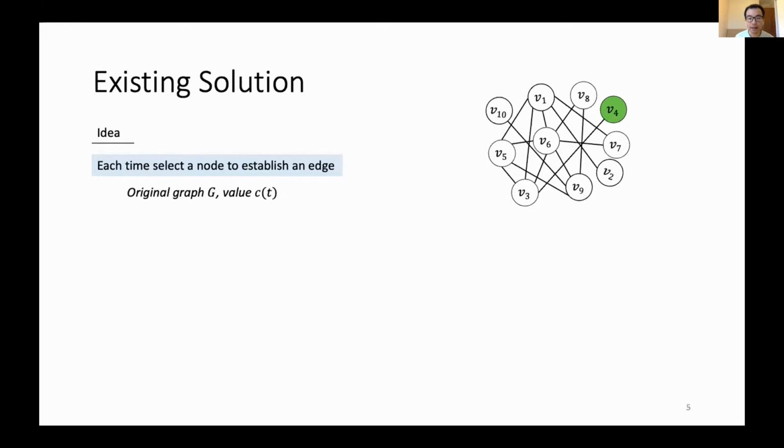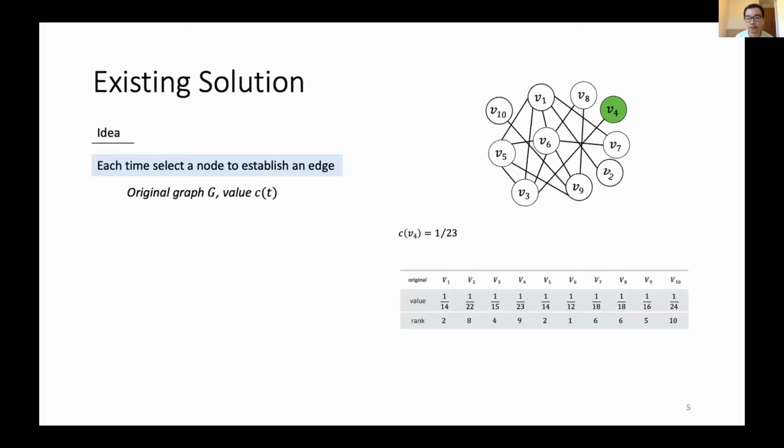So let's call the graph before any insertion the original graph. In the graph, we can compute the centrality value of V4, which is 1 over 23. Then we can know that the ranking of V4 is 9, because on this original graph, we can see that there are 8 nodes with values higher than V4.